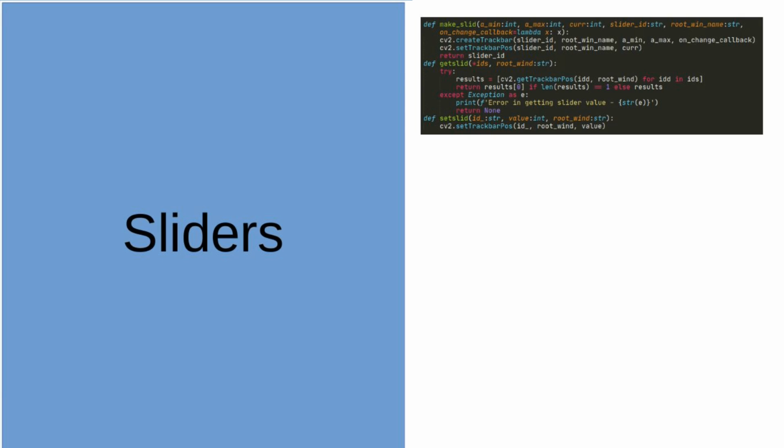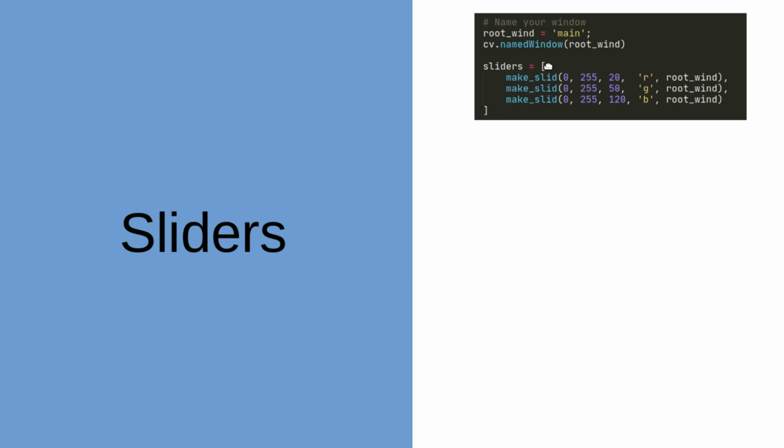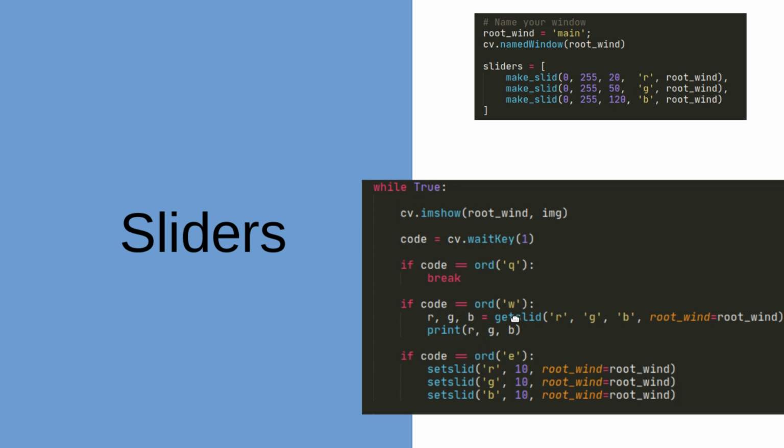Sliders. Sliders are a bit tricky, so I made 3 functions for this. And then after naming your window, you make some sliders and you give them a name. For example, RGB. This is the minimum, the maximum, and the current value. Here is the usage. I will get my RGB slider values via the getSlid function and then print them. For setting the slider values, I will use setSlid.